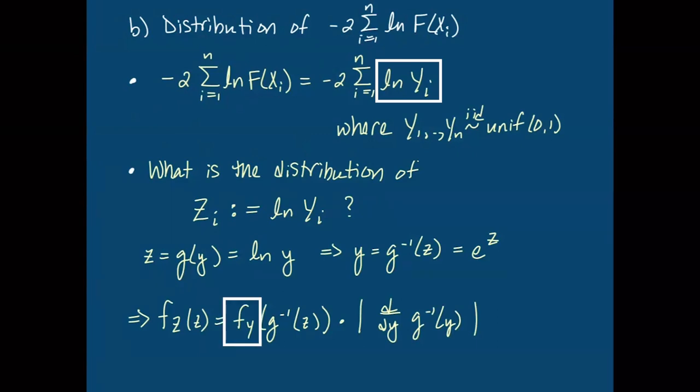This is the PDF for the uniform 0, 1 distribution. It is simply an indicator on the interval from 0 to 1, and we're going to plug this function into that indicator. We're also going to throw the derivative on the end. To simplify this, let's first consider the values in the indicator. If e to the z is between 0 and 1, taking the natural log all the way across, we see that z is between minus infinity and 0.